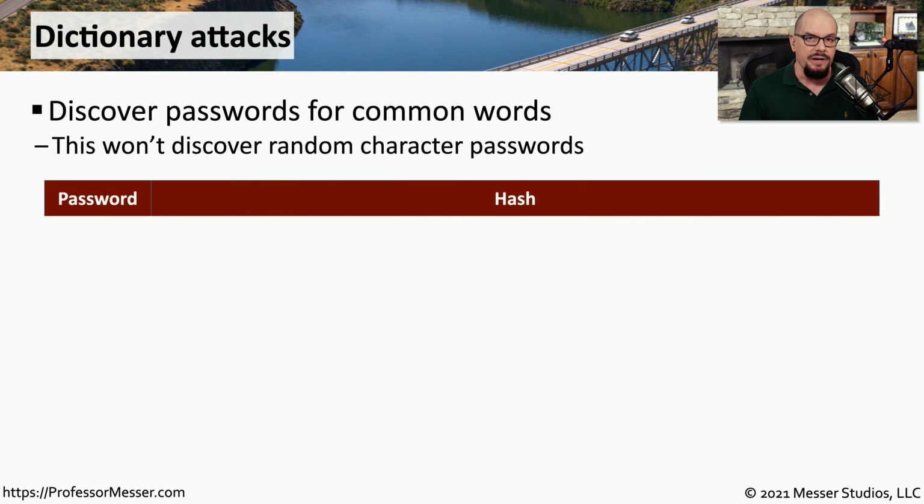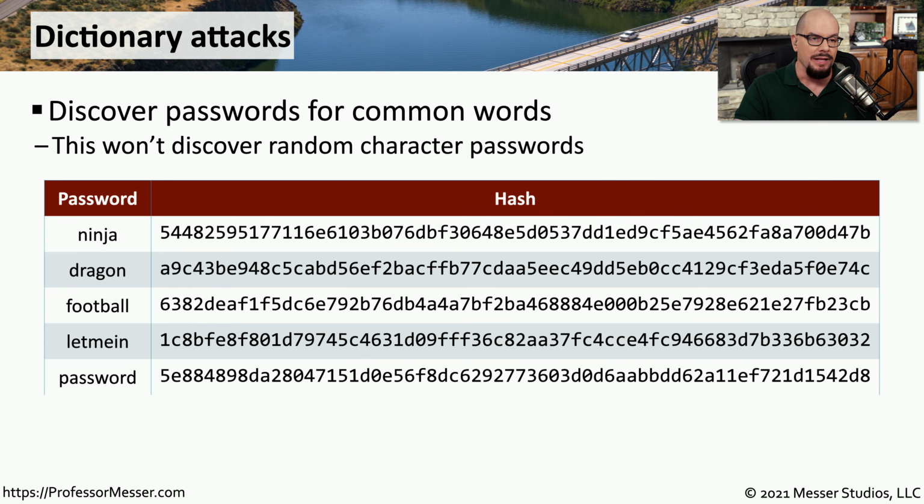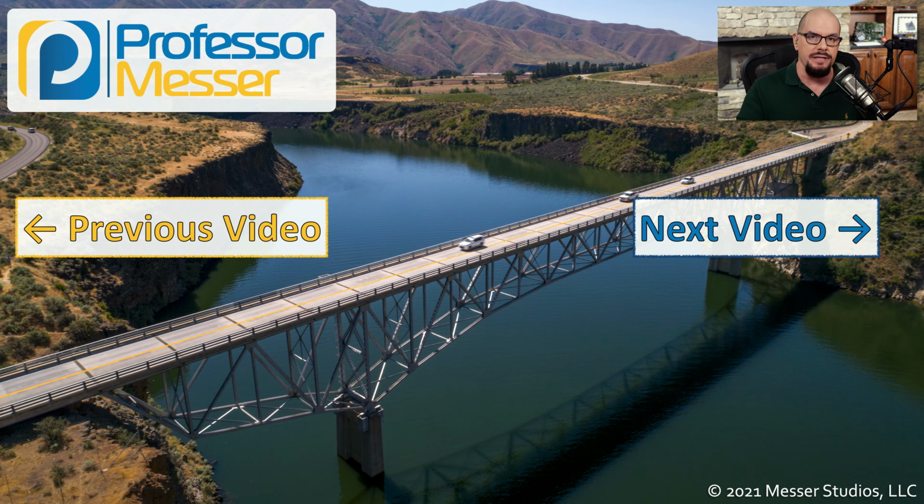The results of a dictionary attack are going to go through the list of dictionary words, find the common names, and try to find matches in our file. So you may find that common words like ninja, dragon, football, let me in, or password are hashes that can be found relatively easily by simply going through a dictionary attack.